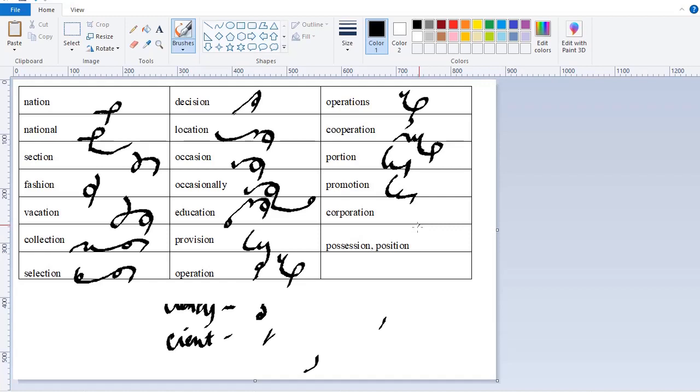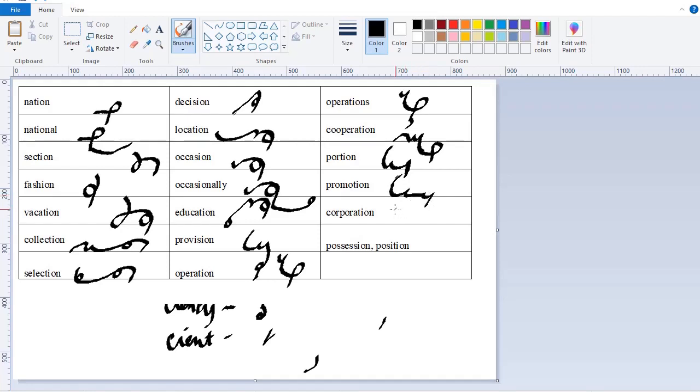Wait. Meron pala siyang O. I'm sorry. We have P-R-O-M. Ano ba yan? Okay. Again, we have P-R-O-M then O, Sean. Promotion.